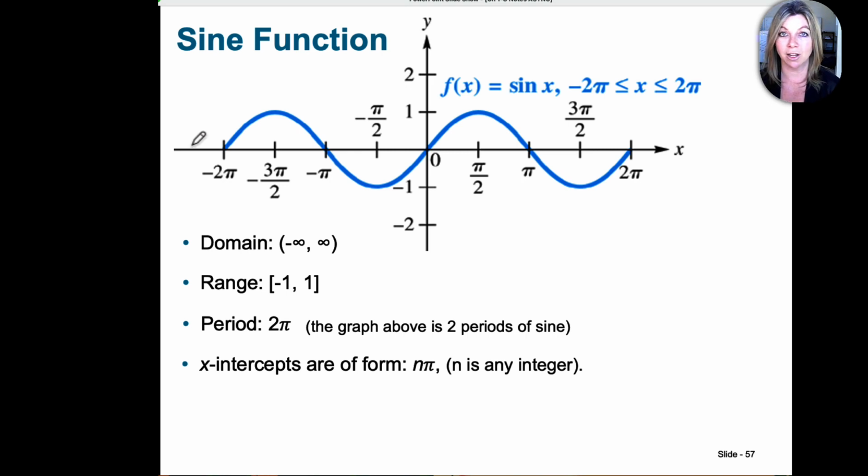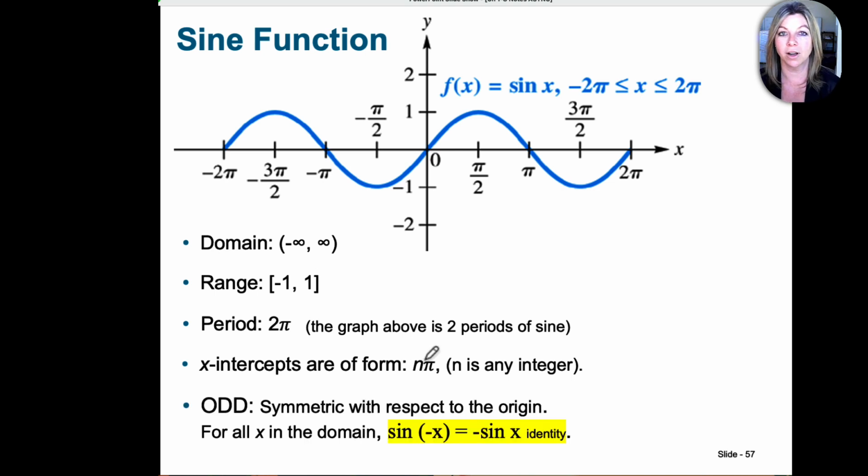X-intercepts, we're often interested in those. Those are sometimes called the roots or the solutions, should it be set equal to 0. The x-intercepts for the sine function take on the form any integer times pi. The ones we have in this little snapshot would be negative 2 pi, negative 1 pi. Here again, it intercepts the x-axis at 0 pi. Here again at 1 pi, and here again at 2 pi. And that would continue, making all the x-intercepts in general have the form of any integer times pi.